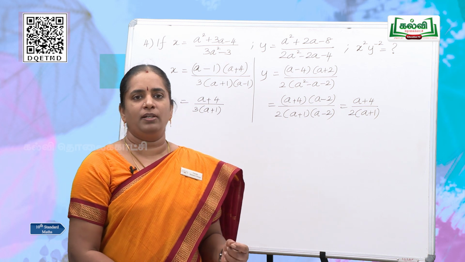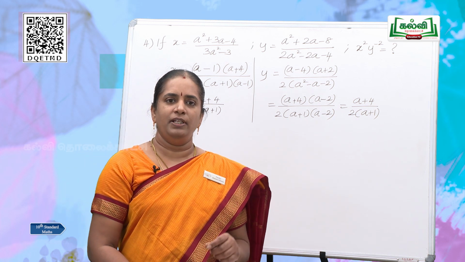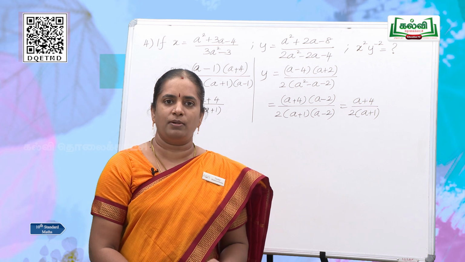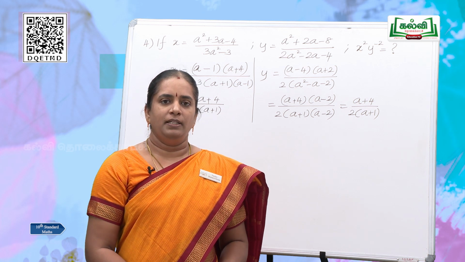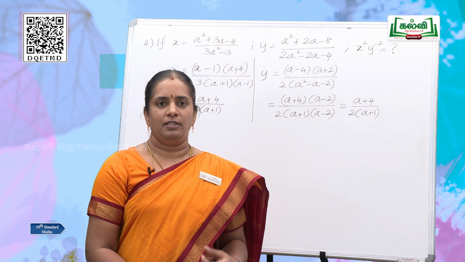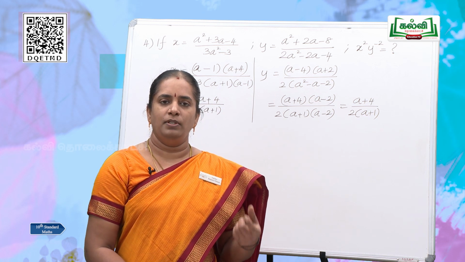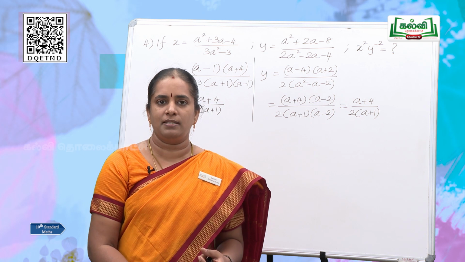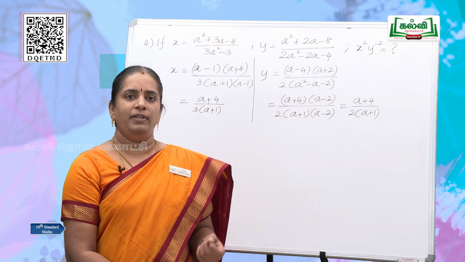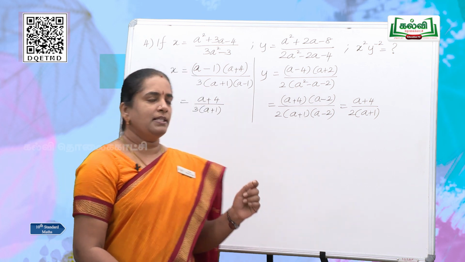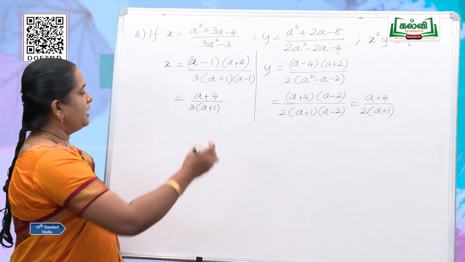Here x and y are given as two rational expressions and we are asked to find the value of x square into y power minus 2. Here before going into the solution, we are going to simplify x and y. That is, we have to make the rational expression x as simple factors and we have to reduce those. Okay. See, x is equal to rational expression.